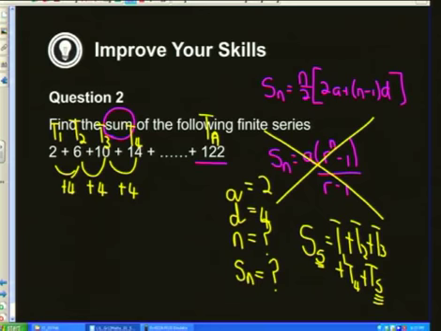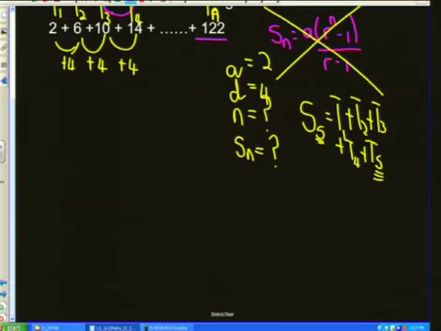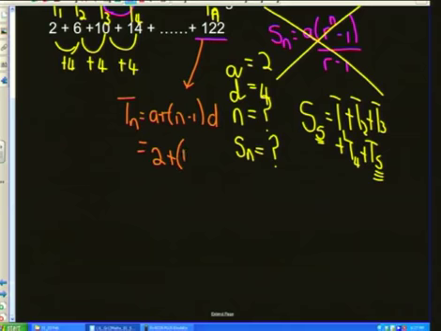I'm just having some fun dragging this down. There you go. Well, this formula would be Tn equals a plus (n minus 1)d. And what do I know on this formula? Well, I do know a, as we've said it's 2. We don't know n. We do know d, it's 4. But do we know this? Yes, we do. It's 122. So we're going to put 122 in there.